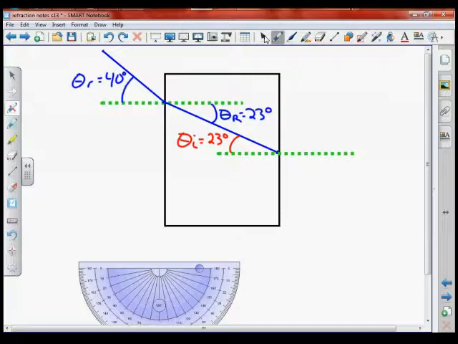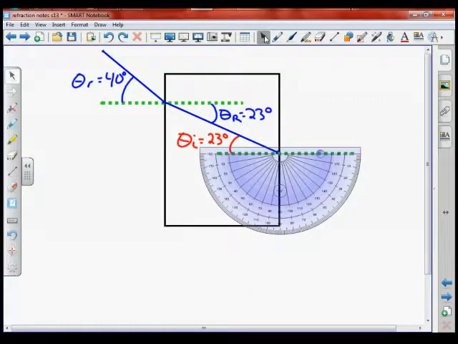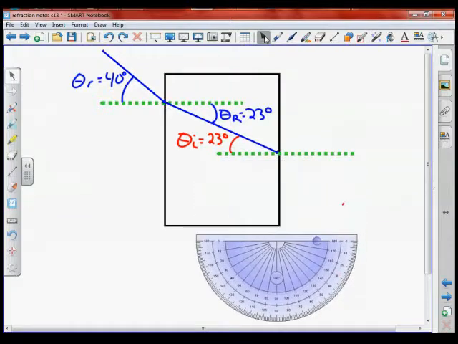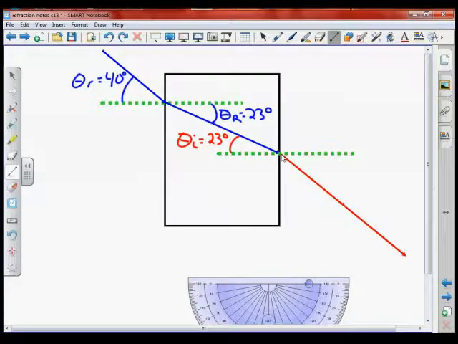Since the light is going to speed up when it leaves the glass, we're going to have an angle of refraction larger than the angle of incidence, or it's going to bend away from the normal, and it'll go back out to the 40 degrees that it actually came in at in the first place on the left side of the piece of glass. So here's our angle of refraction as it leaves the glass. Again, 40 degrees, bends away from the normal.